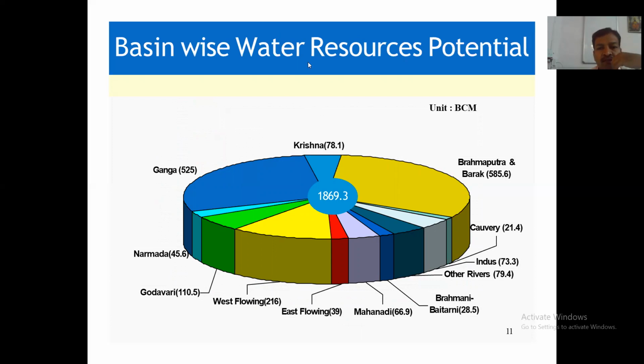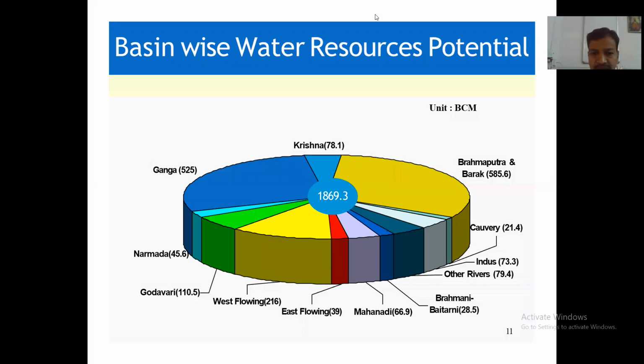Basin wise water resources potential. म्हणजे रिव्हर बेसिन जेवढे काही नदी आहेत त्यामध्ये वॉटर रिसोर्सेस पोटेन्शियल काय आहे? बेसिन वाइज और रिव्हर वाइज द वॉटर रिसोर्सेस पोटेन्शियल या ग्राफ मध्ये दाखवलंय. It is shown in billion cubic meter.